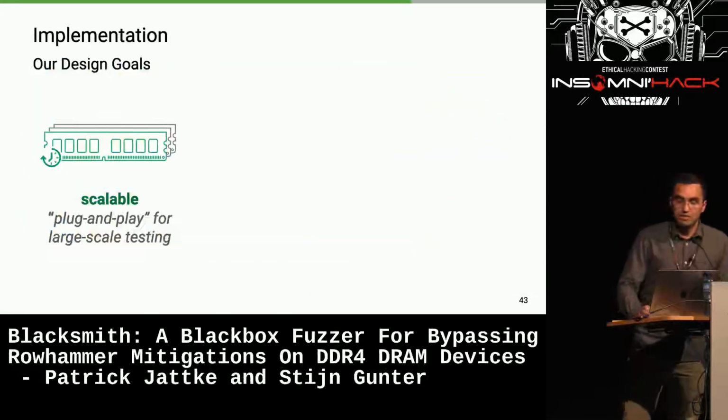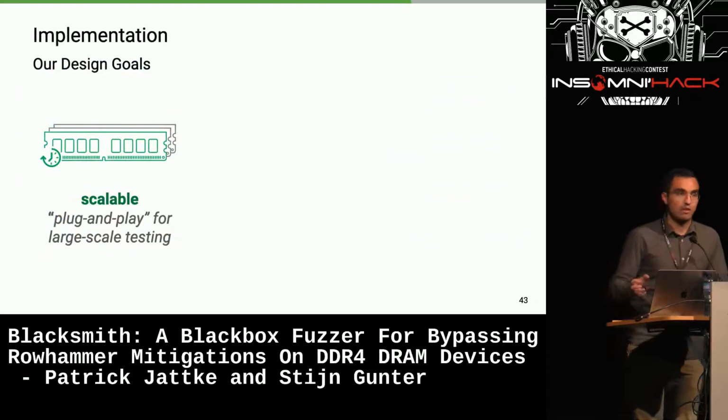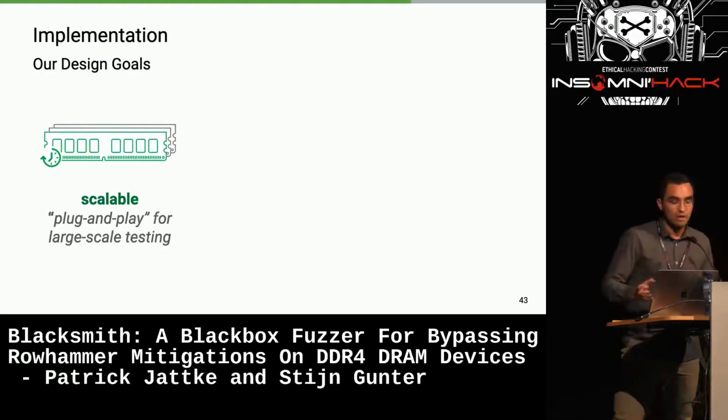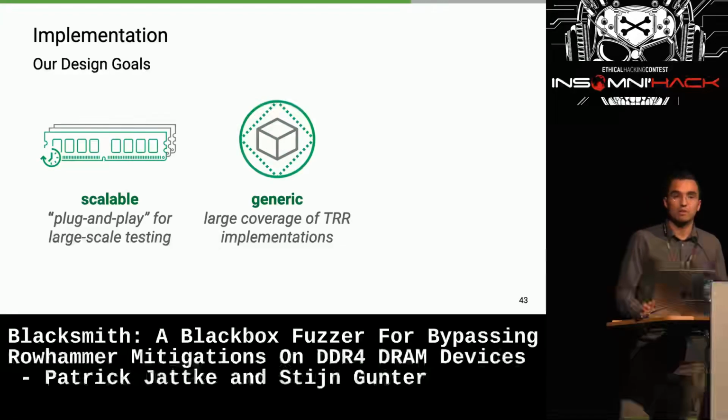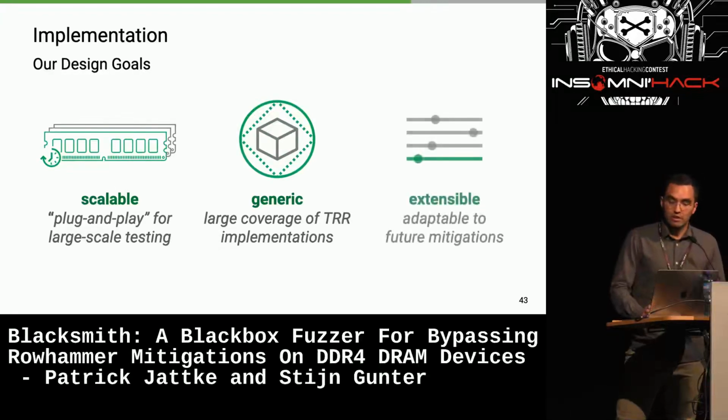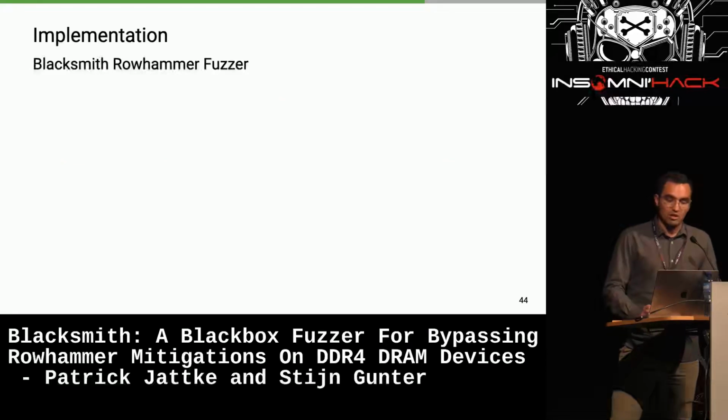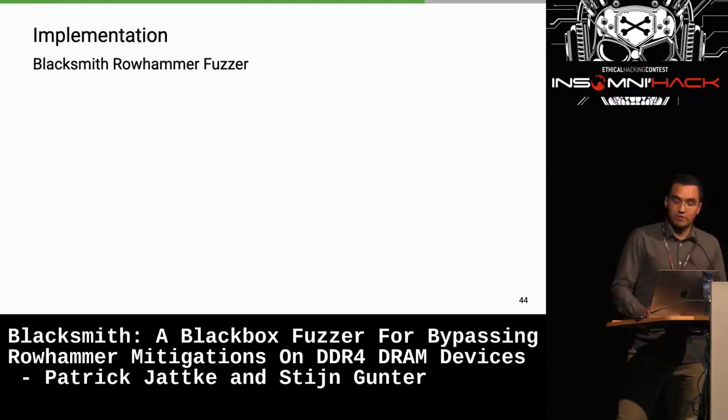And for the implementation, our goal was to have a solution that is scalable. So we wanted a plug-and-play solution that allows large-scale testing on many different devices, and also something generic that can cover many different TRR implementations. And last but not least, also something that is extensible, because it might be that DRAM vendors made tiny changes, and we want a solution that allows us to thoroughly test the mitigations. And for this, we built the Blacksmith Rowhammer Fuzzer.